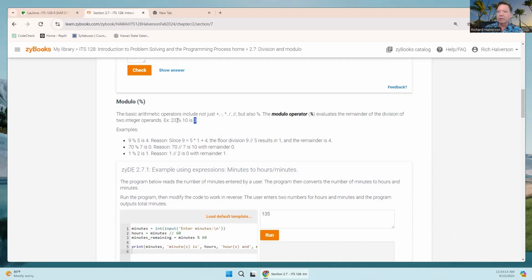So if you think about it, anything divided by 10 is going to have a remainder of between 0 and 9. So this number is going to be limited to whatever the divisor is.